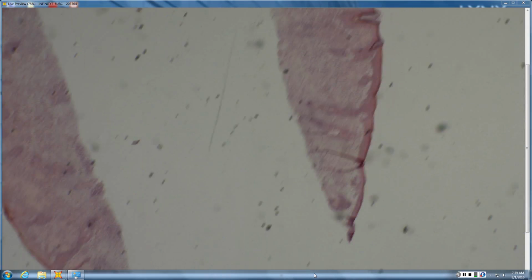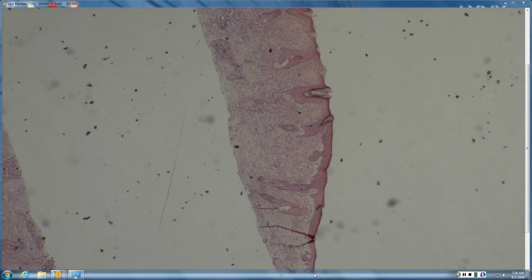Dr. Elston, that was read out as crateriform squame. Would you ever ED&C those? Like if it was on this one? So electrodesiccation and curettage you can do.